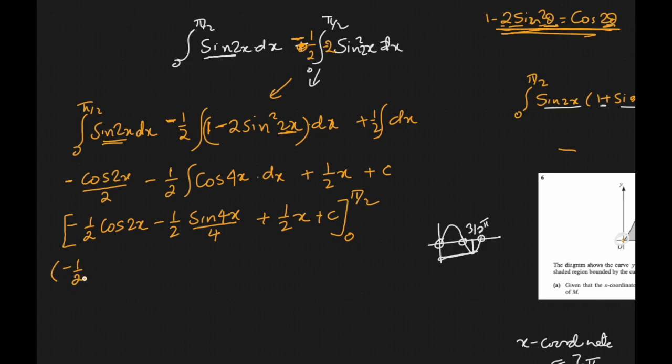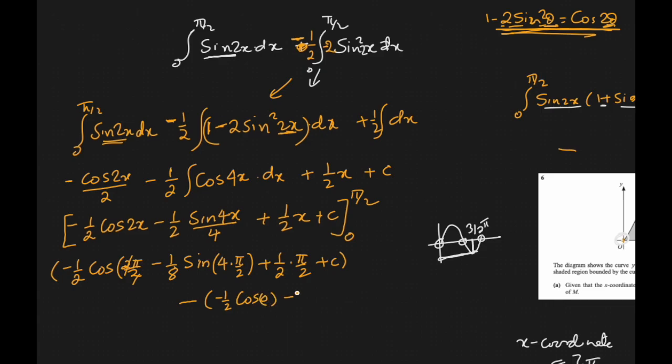Okay, minus half cos 2 times pi by 2, 2 and 2 cancel, minus 1 over 8, sine 4 times pi by 2, plus half pi by 2 plus c, minus, I'll substitute 0 now, minus half cos 0 minus 1/8 sine 4 times 0, 0 plus pi by 4, 1 over 2 times 0 plus c.